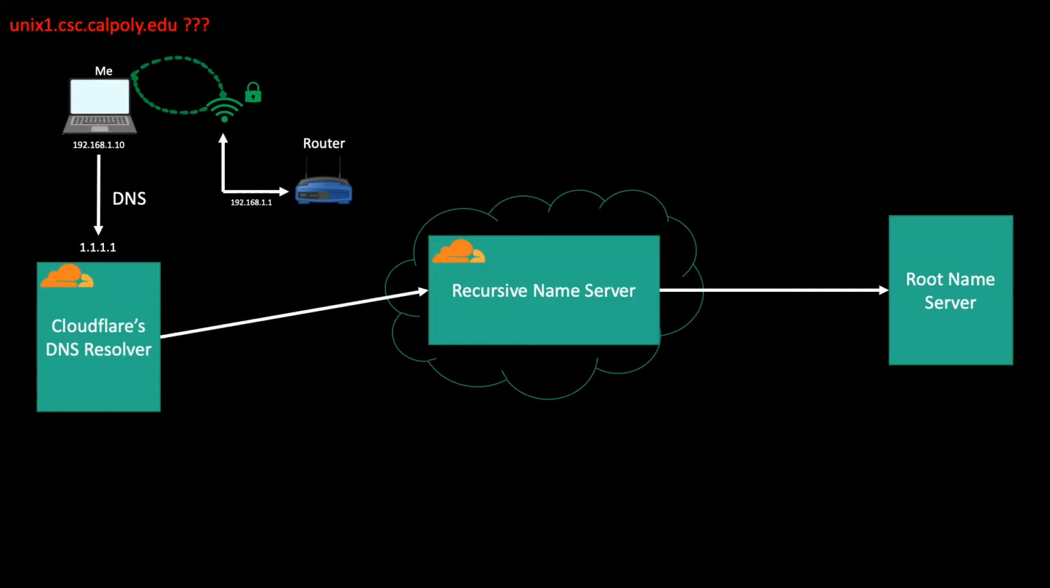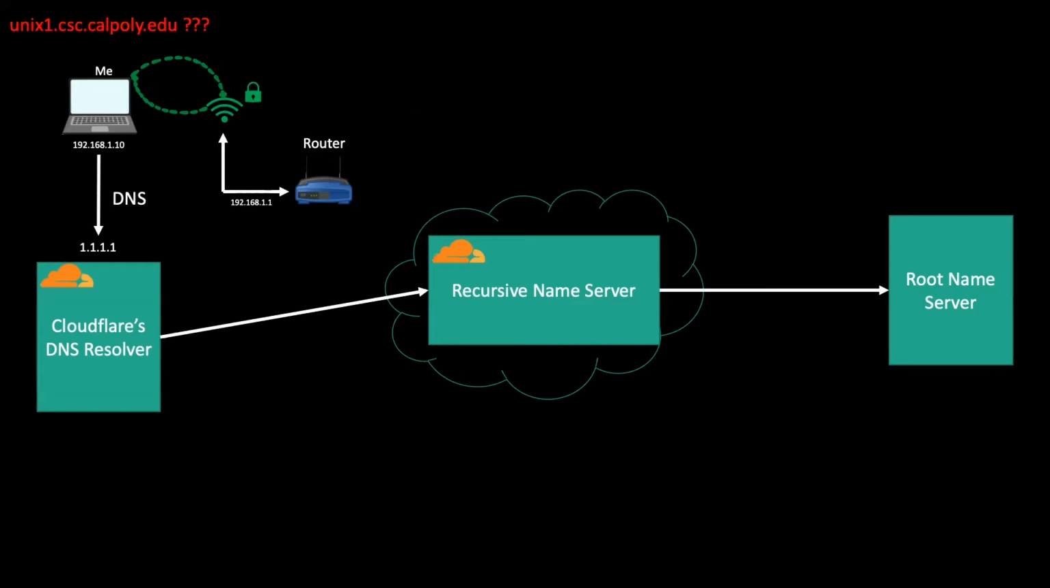unix1.csc.calpoly.edu, which is the Unix servers, in case you didn't know. From my laptop, I'm going to make the request for anyone on the internet, like, hey, who knows where this domain name is? I want to go to Unix 1. I have no idea what its IP address is. So first, that could get sent to my router if I was using my router as my DNS server, because your laptop will send that from itself to whoever you've configured as your DNS server. And then the router could send that off to Google, for example.